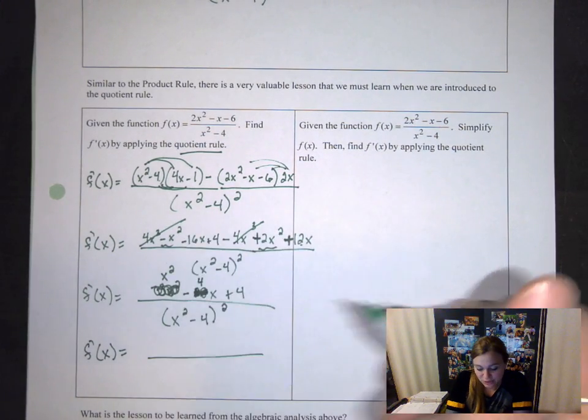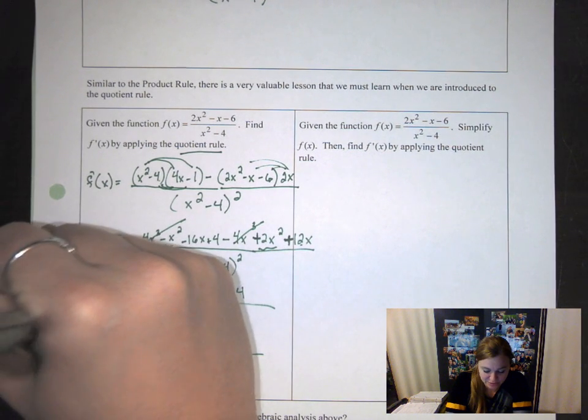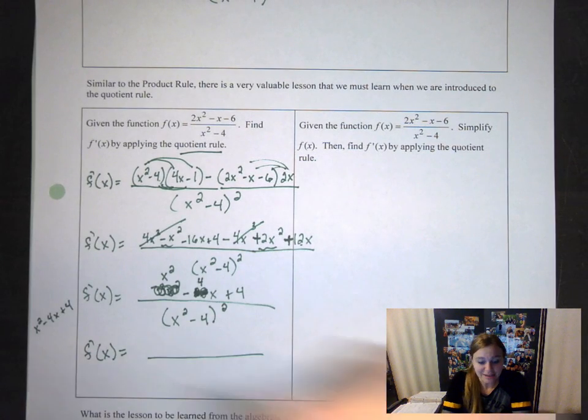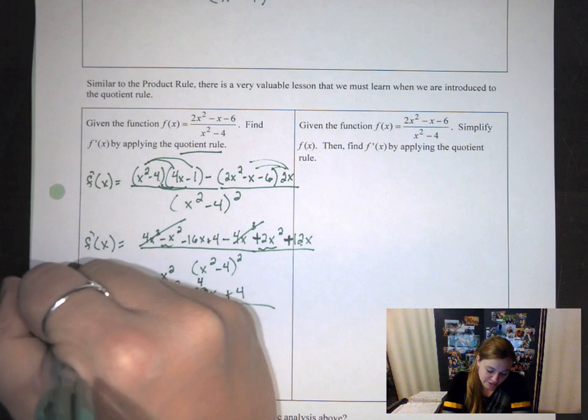This would become x squared minus 4x plus 4. So somewhere off on the side, x squared minus 4x plus 4. I can factor this. Two numbers that multiply to get 4, add to get negative 4: x minus 2, x minus 2.